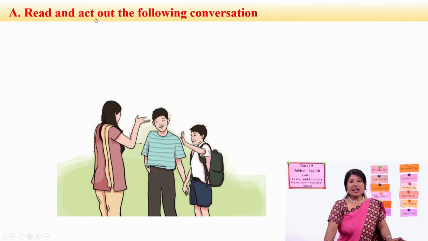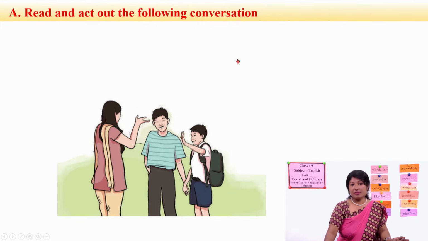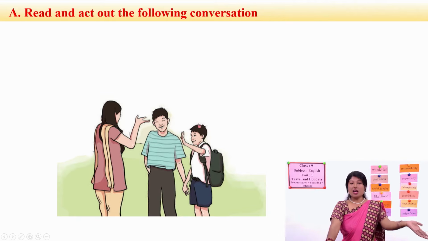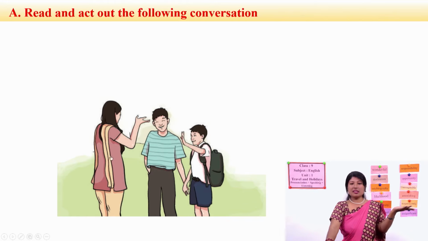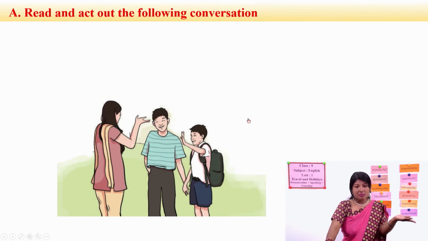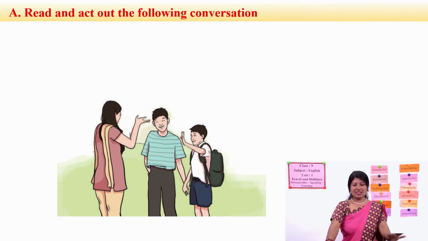Read and act out the following conversation. So we have a picture like this in your book, right? This is the picture from your book. Look at the picture carefully. Who are they? Maybe friends or maybe brothers and sister, right? Siblings. What are they talking about? Let's find it out. What are they talking about?